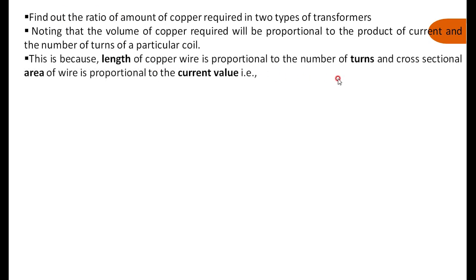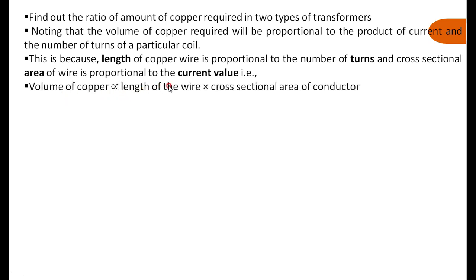The length of the copper wire is proportional to the number of turns, and the area of the wire is proportional to the current. Therefore, the volume of the copper required is proportional to the length of the wire multiplied by the cross-sectional area of the conductor. Length is proportional to the number of turns, and the cross-sectional area depends upon the current carrying capacity. Therefore, the volume of the copper is proportional to N times I.